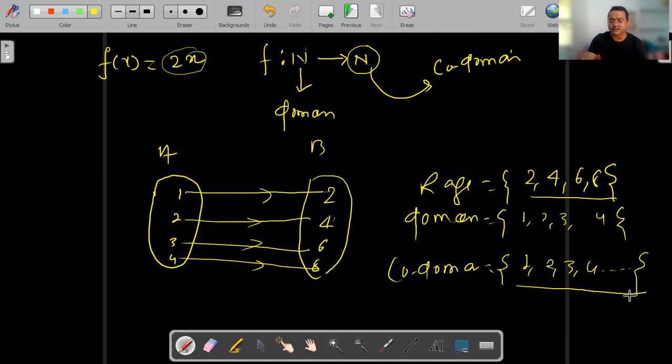Right? So can we say that this is an into function? Yes, we can say that this is an into function. Why? Because range and codomain are not equal. Range is 2, 4, 6, 8, and codomain is the natural numbers 1, 2, 3, 4 and so on. So it is an into function. Is it an onto function? No, this is not an onto function. Why? Because codomain is not equal to range.